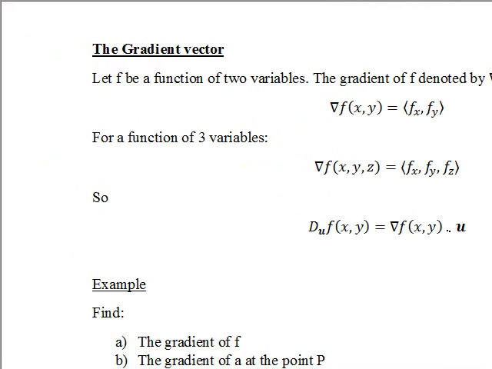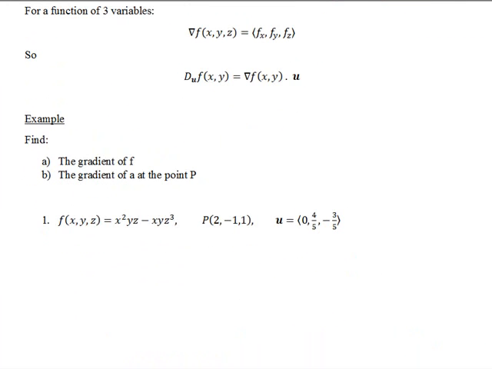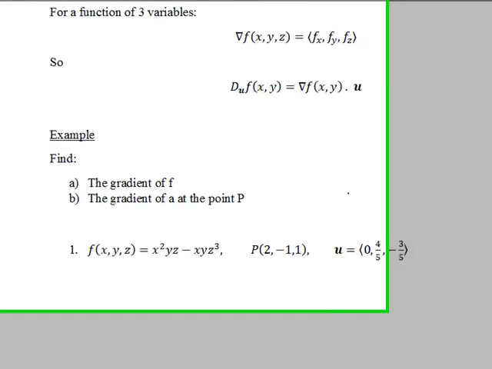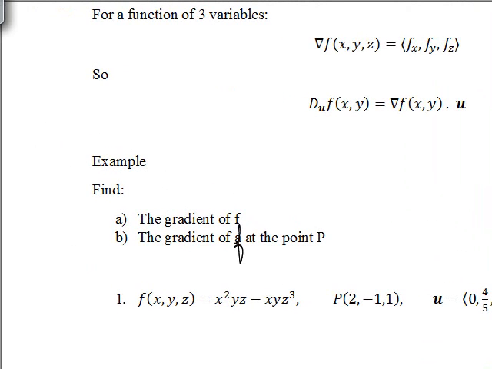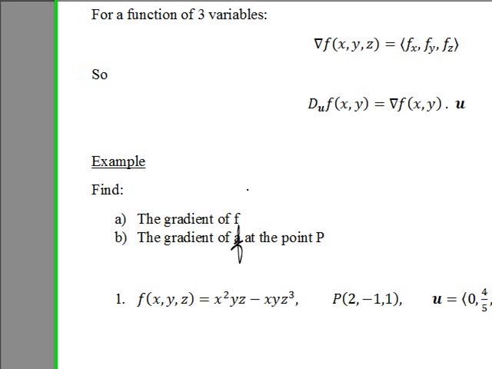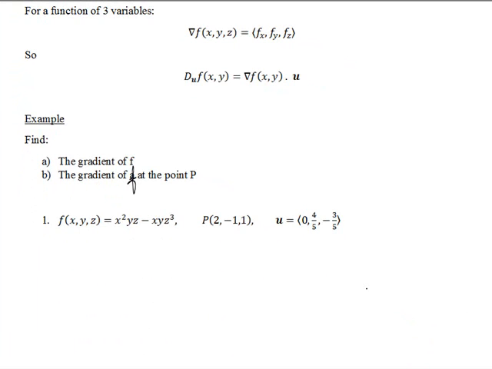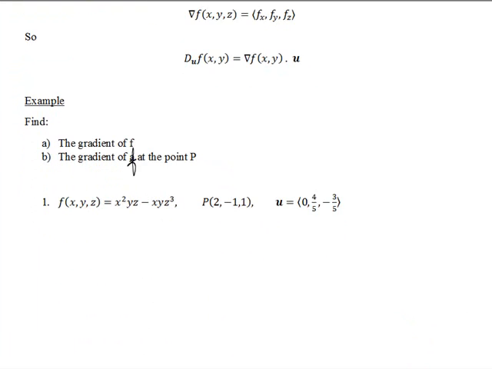Okay, so let's do some questions whereby we find a gradient. So A says find the gradient of f, B is the gradient of f at the point P. I'm not sure where that A came from. So now in number 1 I gave you the function, the point, and I also gave you a unit vector. So maybe we can also find the directional derivative, just for practice, maybe we'll just do it with one of them. Alright, so let's find the gradient of f, then the gradient at the point P.